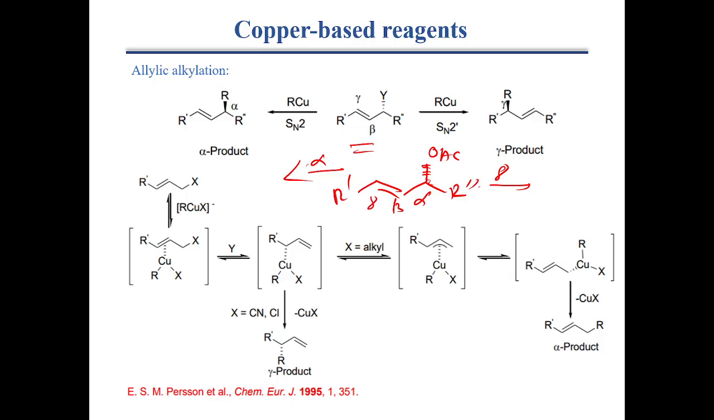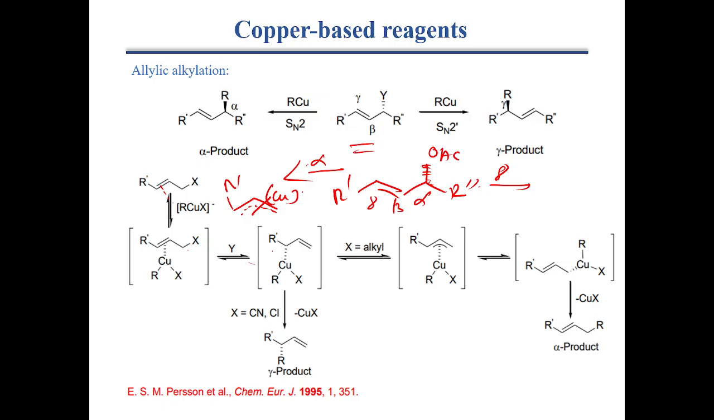So allylic substituted products in the presence of copper can form two types of product, alpha product or gamma product. First, copper forms this kind of pi allyl complex. First, oxidative addition of copper through this pi bond happens, followed by leaving group elimination, giving this pi allyl complex in the presence of copper.